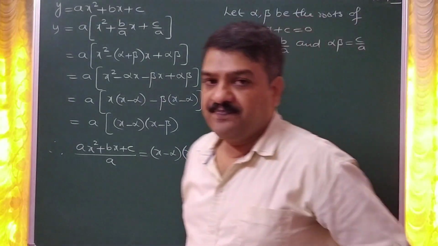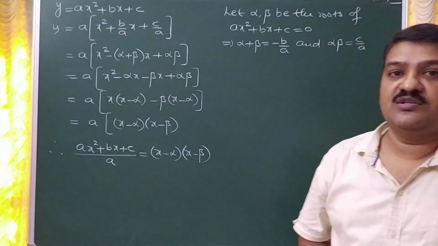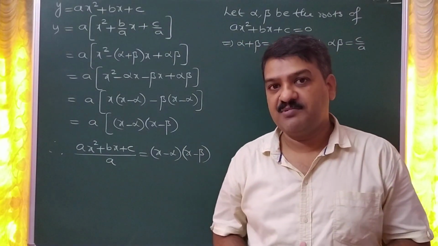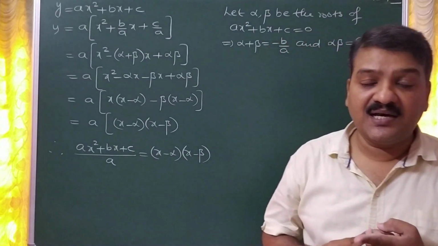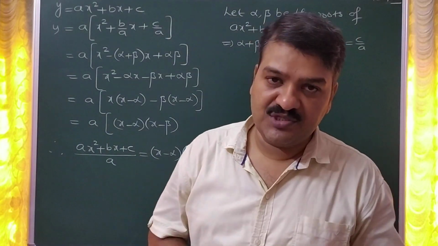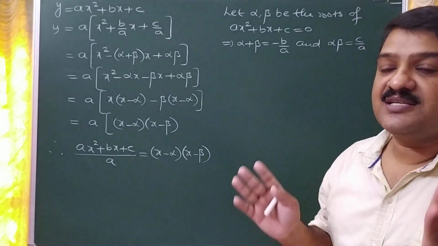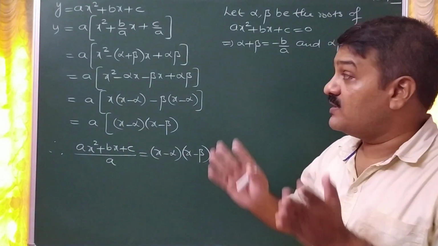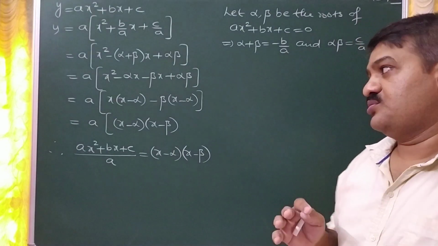Hi students, in this video we are going to continue our discussion of signs of quadratic expressions. Already we have discussed the delta less than 0 case and the delta equal to 0 case. Now we will discuss what happens when delta is greater than 0. That means the quadratic equation has real and distinct roots.